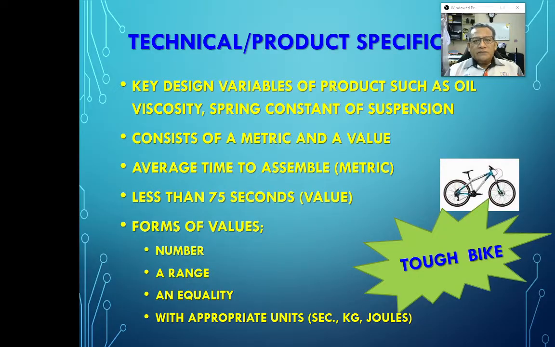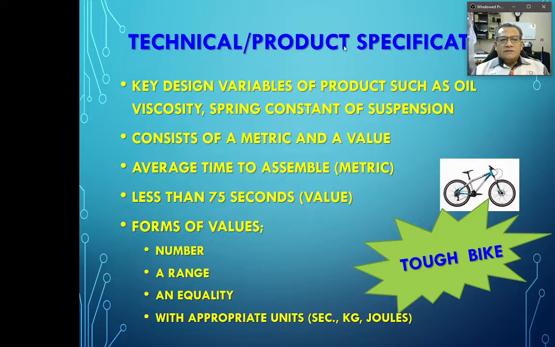Okay, now we have to come up with the technical product specification. The technical or actual product specification must be very specific, right? For example, the technical and product specification of this mountain bike must be such that it's got to be a tough bike. It must be a strong bike. It must be a sturdy bike. So key design variables of the product, such as the oil viscosity for the suspension, or whether it is spring loaded, must be determined, right?